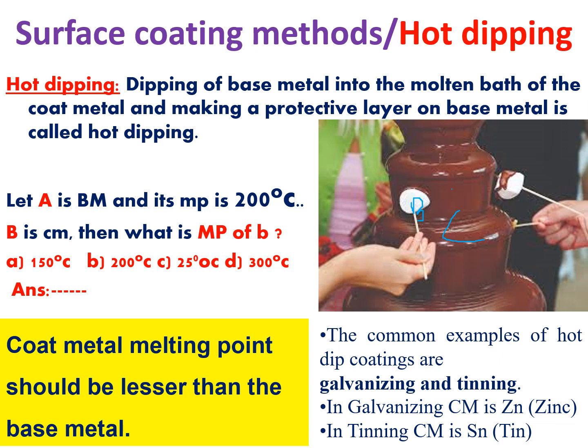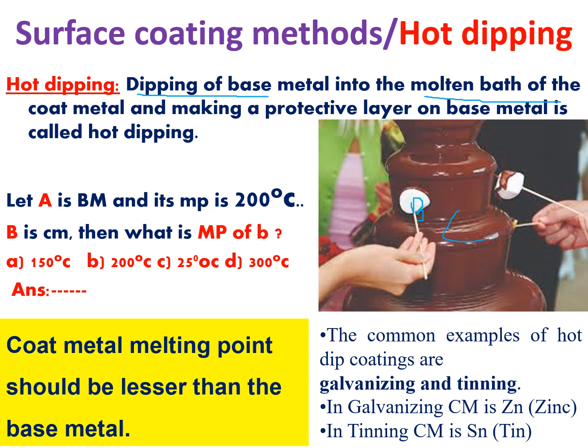Hot dipping is dipping of the base metal into a molten bath of the coat metal. We already know what base metal and coat metal are. You need to make a molten bath of the coat metal, which means the liquid form of the coat metal. When you heat that metal up to its melting point, it becomes liquid. That is called a molten bath. In that molten bath you dip the base metal. That's why it is called the dipping method, and hot means it is a molten bath, so it is the hot dipping method. It makes a protective layer on the base metal.